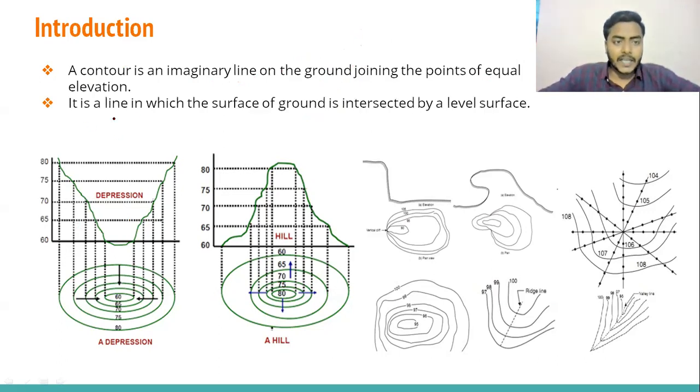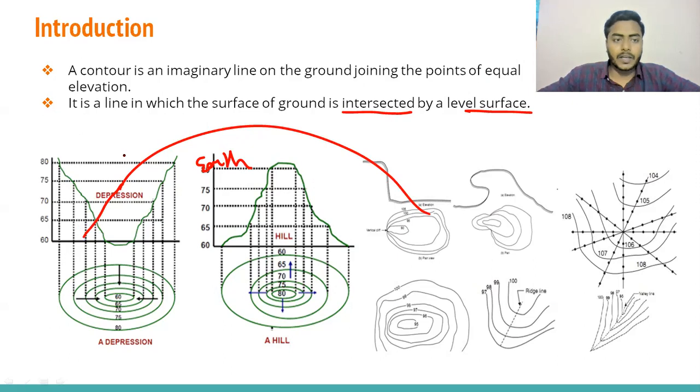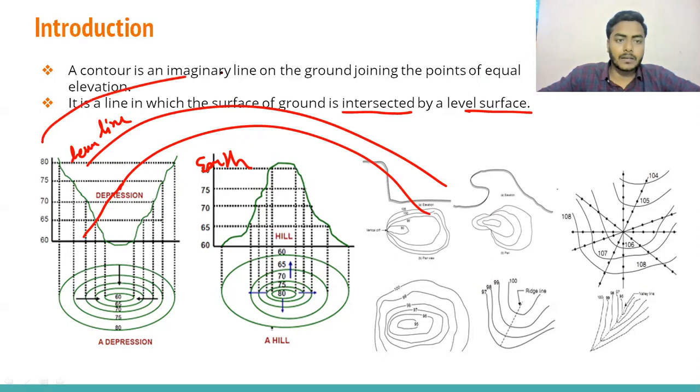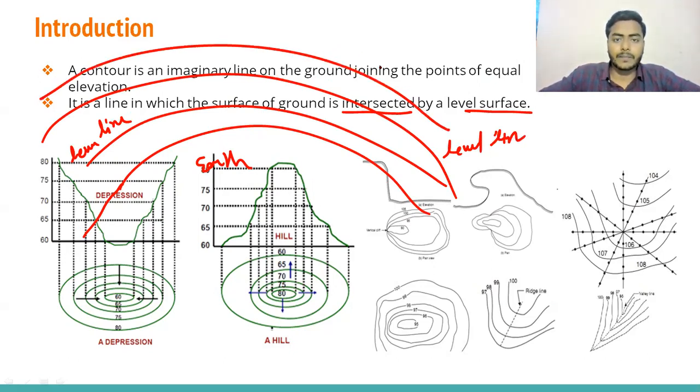You can also define it as a line in which the surface of the ground is intersected by a level surface. Now I'm going to draw a figure. Okay, this is earth, and suppose this is the level line. This is again a level line. This is again a level line. Now we can say this level line is of elevation 100 meter, this is 101 meter, this is 102 meter.